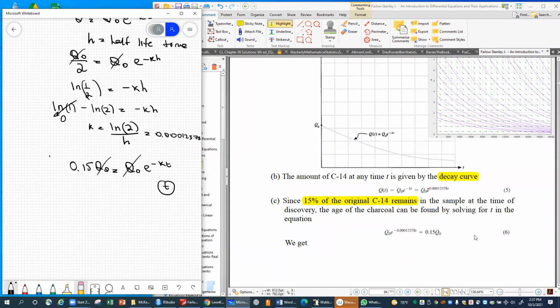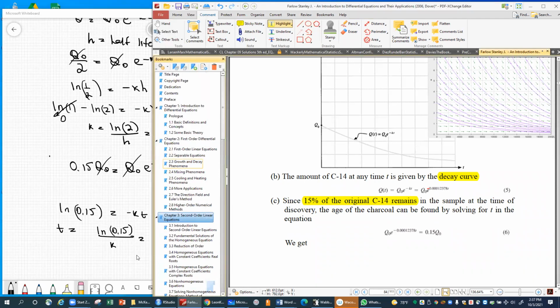So you divide again by q0, take the log, and you get log 0.15 equals minus kt. So the time it took is log of 0.15 divided by minus k.